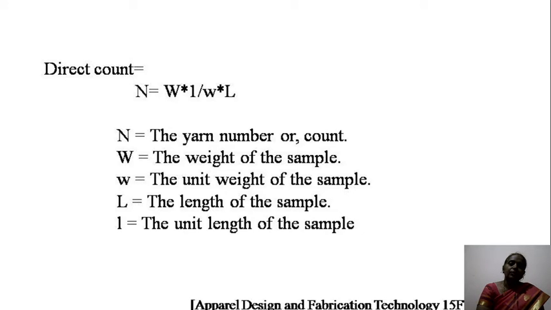N is equal to W into L divided by w into l, where you use the capital W in the upper side and the small w in the lower. You have to remember this formula, that capital N is the yarn count or yarn number, capital W is the weight of the sample, and small w is the unit weight of the sample, and capital L is the length of the sample and small l is the unit length of the sample.